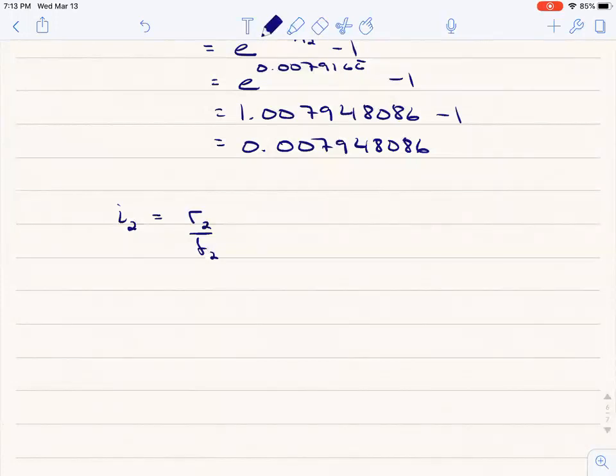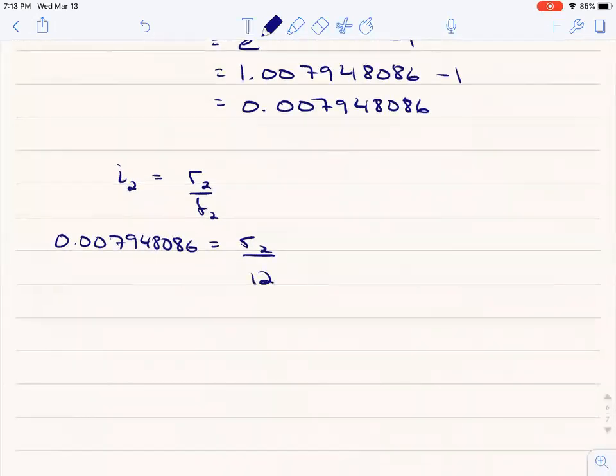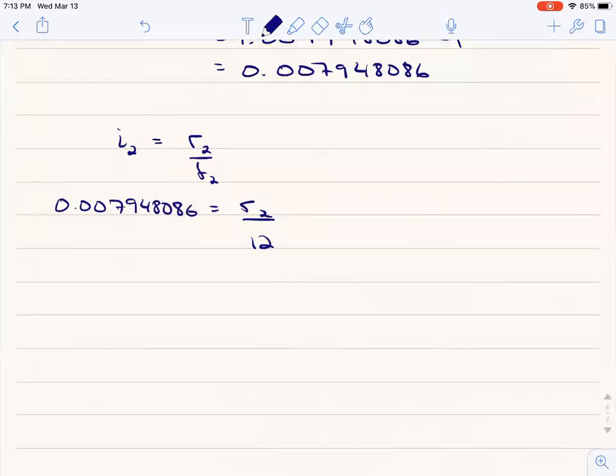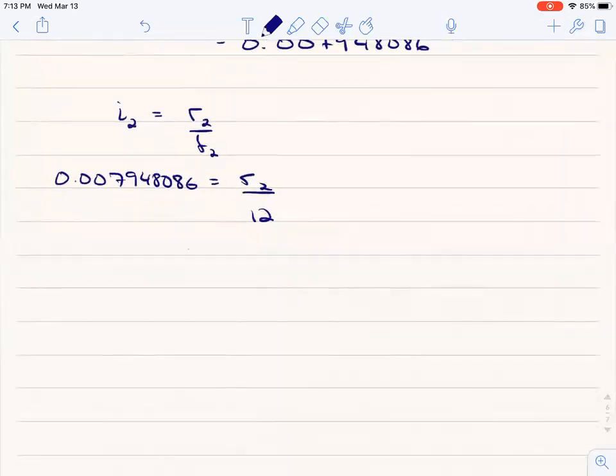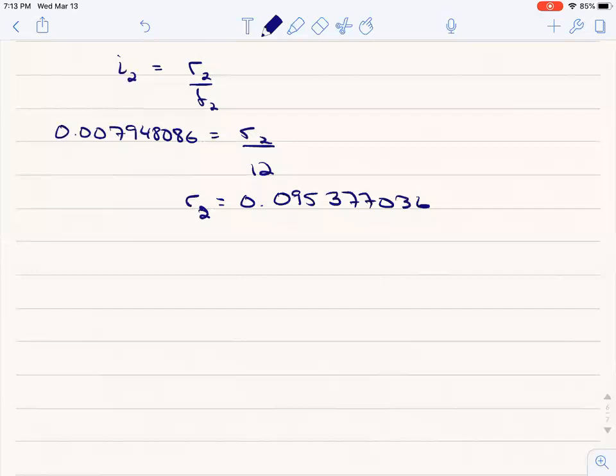I2 is this 0.007948086, which is R2 over 12. So multiply this by 12, and we get R2 is 0.095377036, which roughly is 9.54%, let's say.